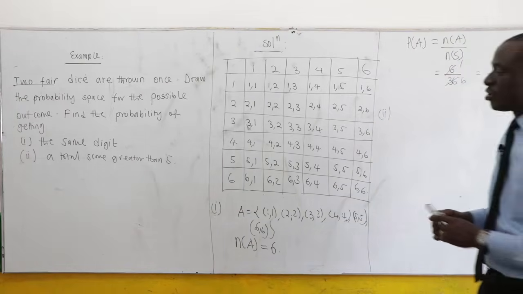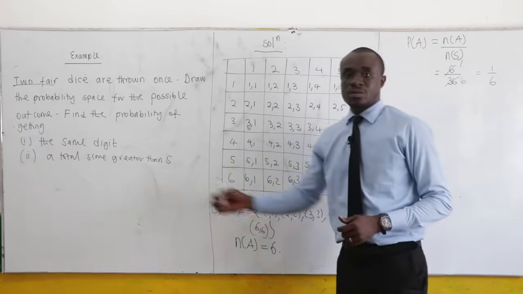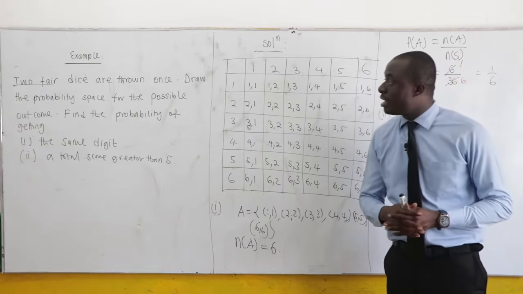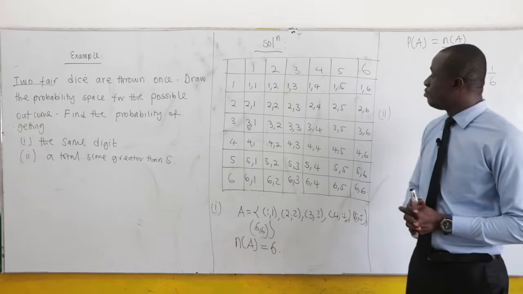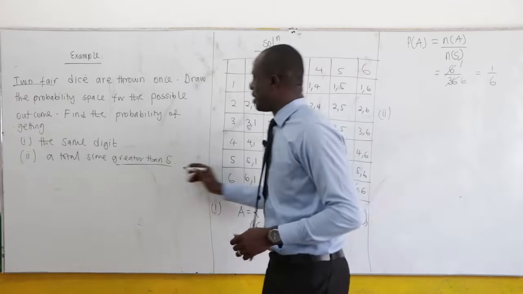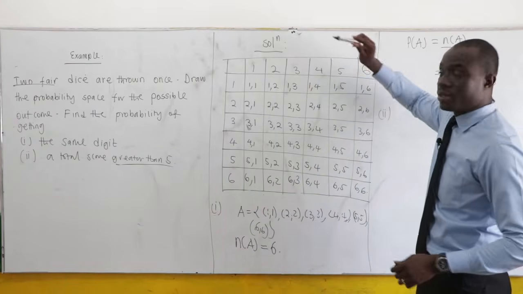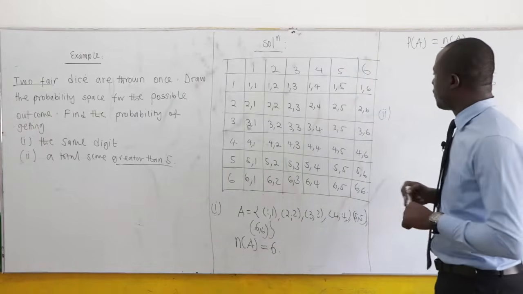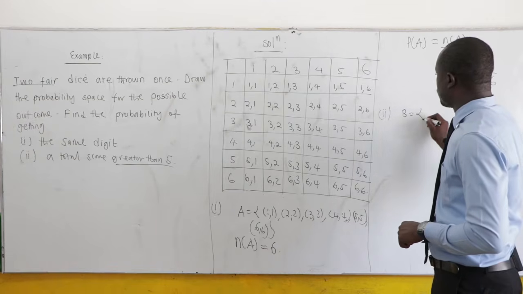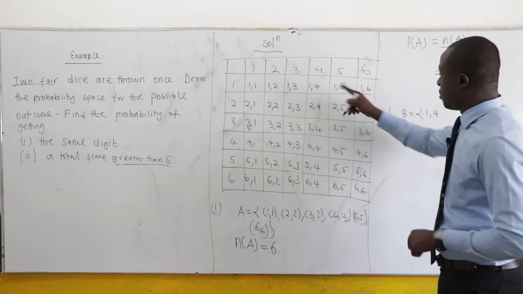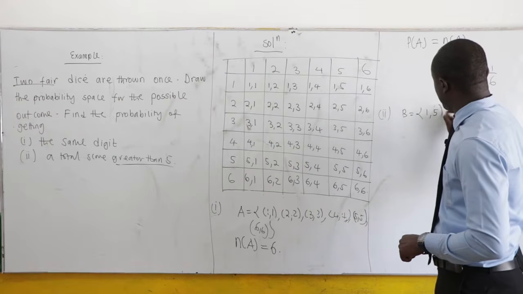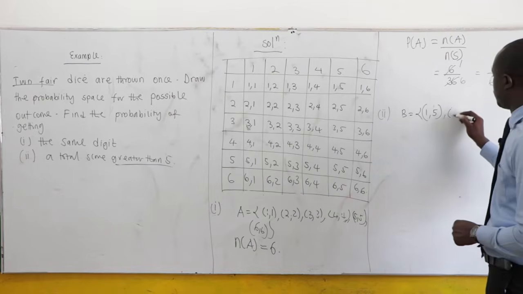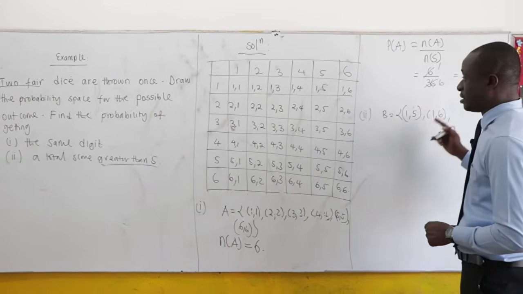Now let's see the second one: a total score greater than 5. Total means addition. When you add the two scores on the dice, it should be greater than 5. Now 1 plus 3 is 4, it's not greater than 5. 1 plus 4 is 5, it's not greater than 5. So the first one will be 1,5, because 1 plus 5 is 6, which is greater than 5. And then the next one will be 1,6. 1 plus 6 is greater than 5.